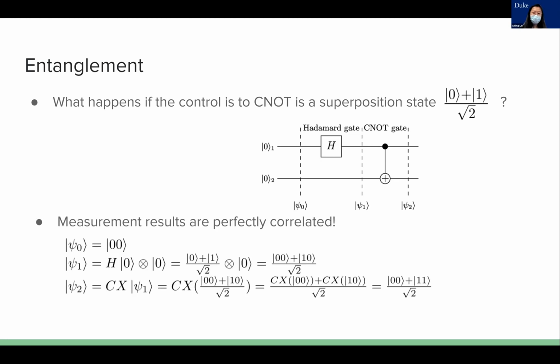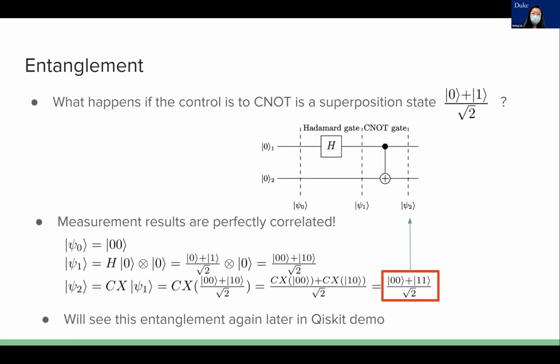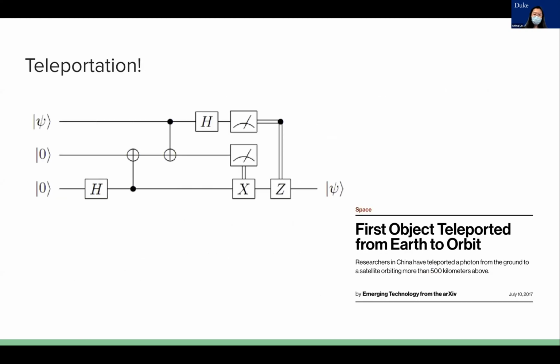And so this initial state is 0,0. Then we make it this superposition state tensor a 0 state, which does not get changed at all. Then we apply a CNOT gate, and in the end, we will produce an entangled state. We'll see this entanglement again later in the Qiskit demo.